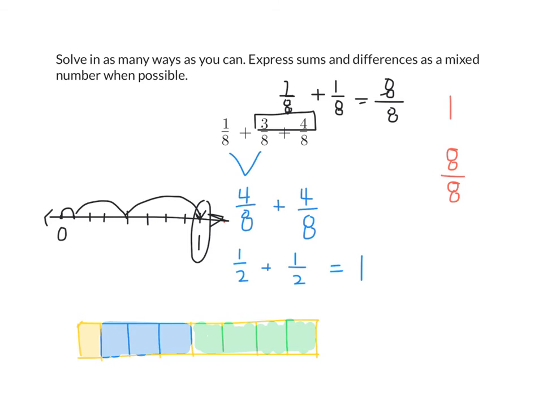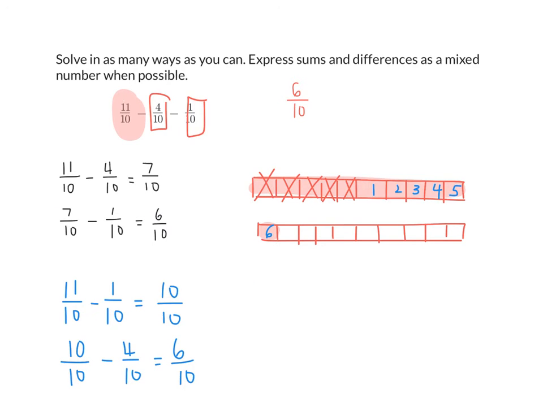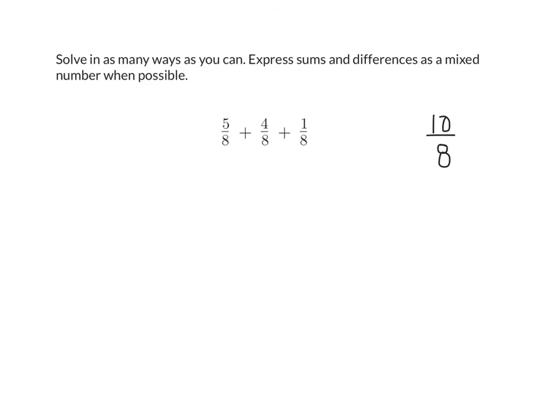Okay? Let's try another challenge. Here we go. We have talked about lots of different strategies that we can use to solve this problem. We came up with the answer 5/8. But the directions remind us to express the sums and differences as a mixed number when possible. So let's take a look at 10/8. Let's make sure we're writing it as a mixed number if it's possible.